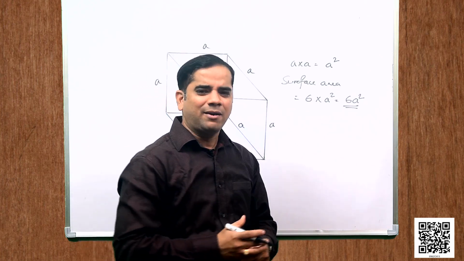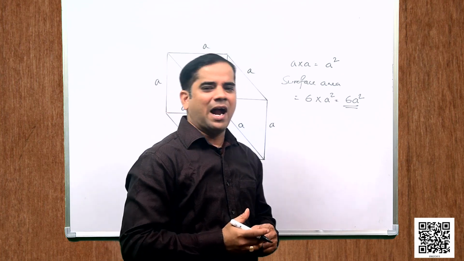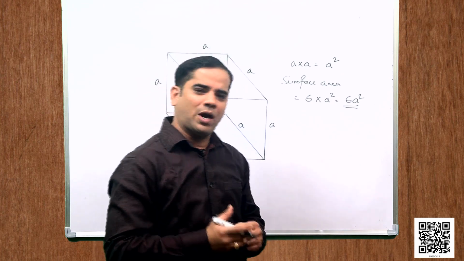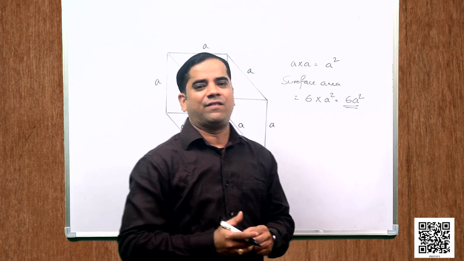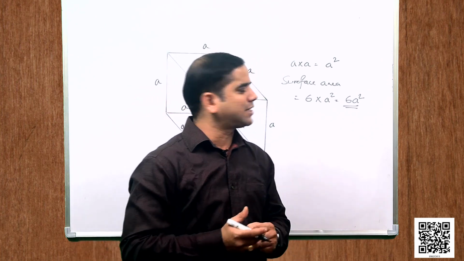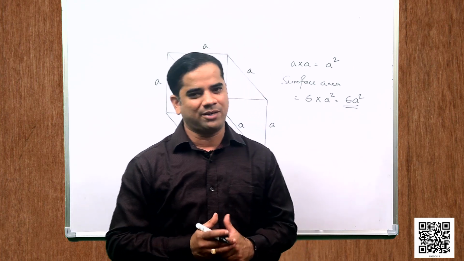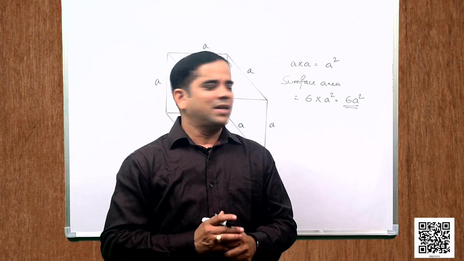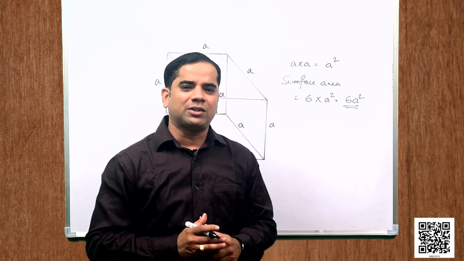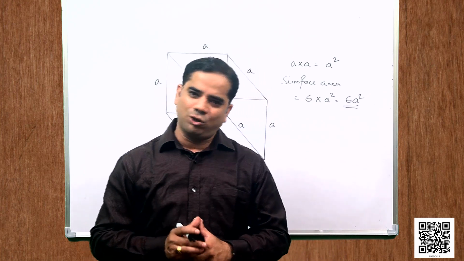Why 6A square? Because each side is same and all the surfaces are square. Each square is having area of A square. So, 6 surfaces, that means 6 squares, and the total surface area comes to 6 into A square, that is 6A square. Hope you have clearly understood the formulae for the surface area of cuboid and cube.